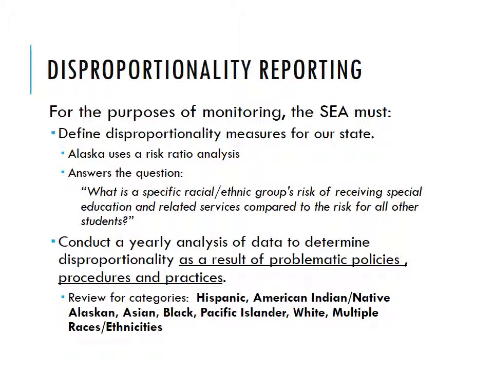In terms of monitoring disproportionality at the state level, the expectation is that, number one, states define disproportionality measures for our state. In our case, Alaska uses a risk ratio analysis that answers the question, what is a specific racial ethnic group's risk of receiving special education and related services compared to the risk for all other students? And it's important to point out that in doing our analysis, we are comparing each district with itself and its own populations, not comparing that district against the state.